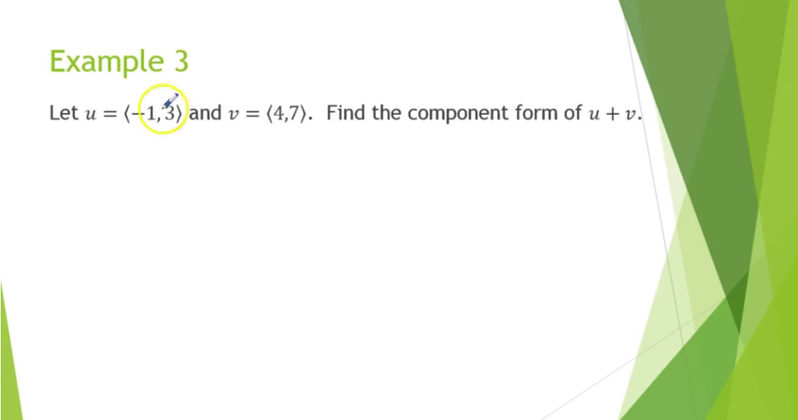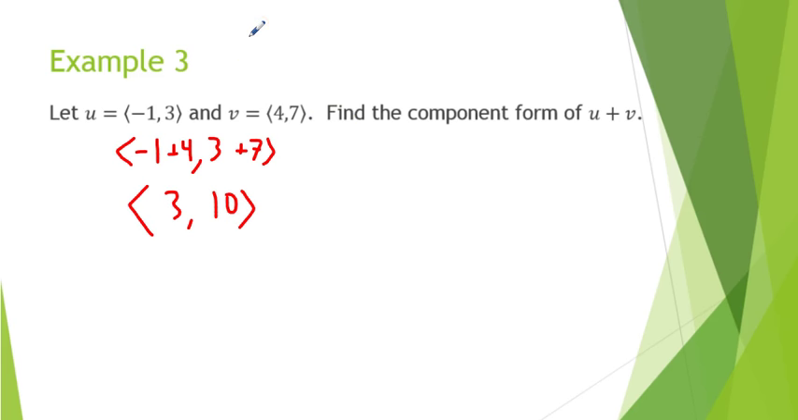So here's a quick example. We have vector u, we have vector v. They want us to add the two of these. So I'm just going to take the horizontal piece, -1 plus 4. And then for the vertical piece, we'll have 3 plus 7. Which means if you combine both of these vectors working together, you will get 3, 10.